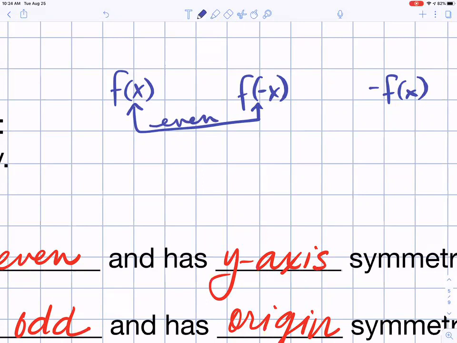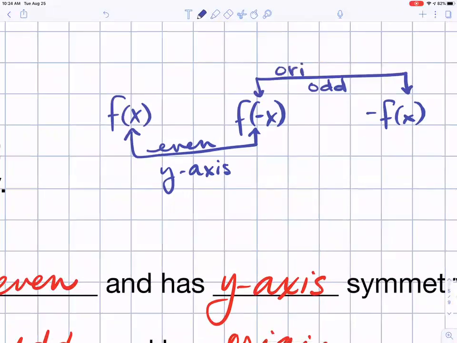By the way, what kind of symmetry does an even function have? Y-axis symmetry. If the second two are equal to each other, it's an odd function. What kind of symmetry does odd have? Origin. I remember that because the O's line up, the O's match. Odd and origin both start with O.